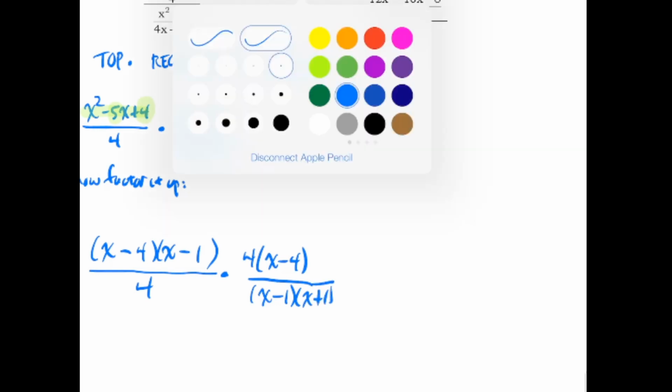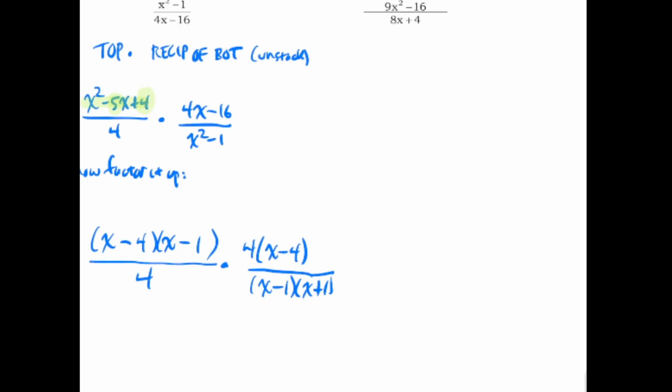Cool beans. Now, canceling time. Cancel the 4s, they're gone. Yeah, you could put 1s here if you want. The x minus 1s are going to cancel, right? Now these do not cancel because they're both on top. So they can't cancel. You have to have one on the top, one on the bottom.